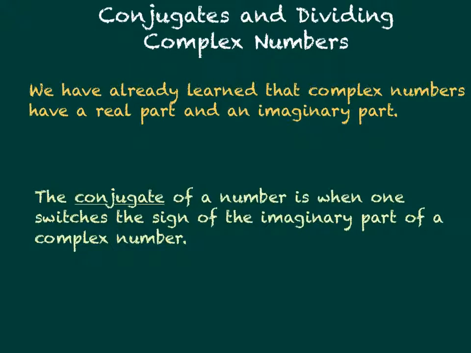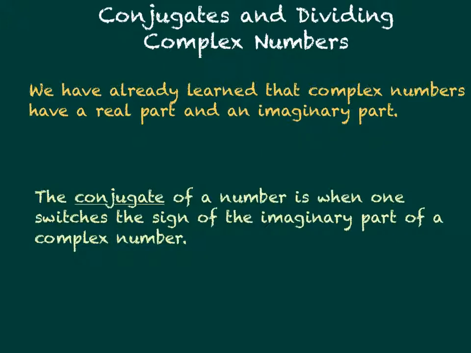Conjugates and dividing complex numbers. We have already learned that complex numbers have both a real part and an imaginary part. The imaginary part has the i attached to it. The conjugate of a number is when one switches the sign of the imaginary part.